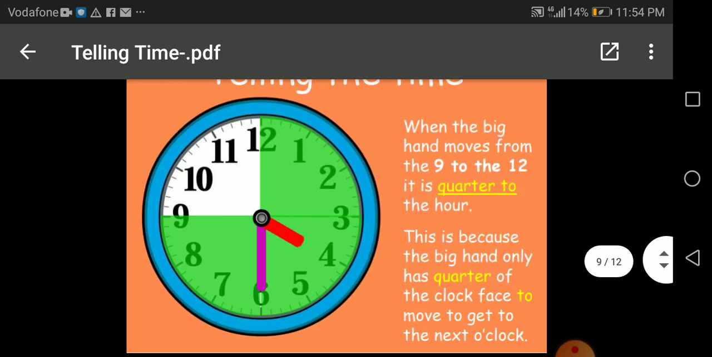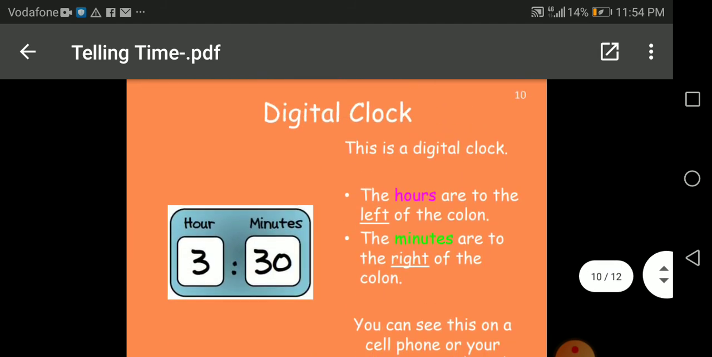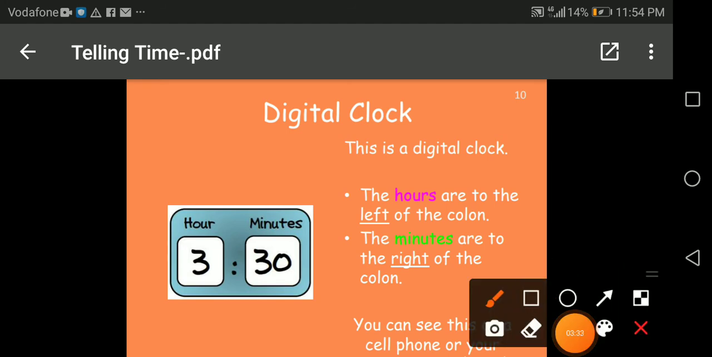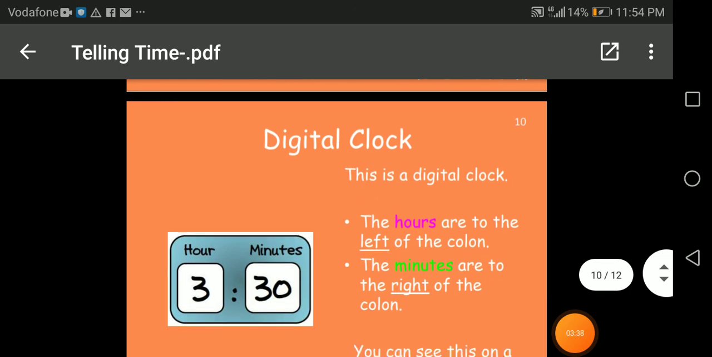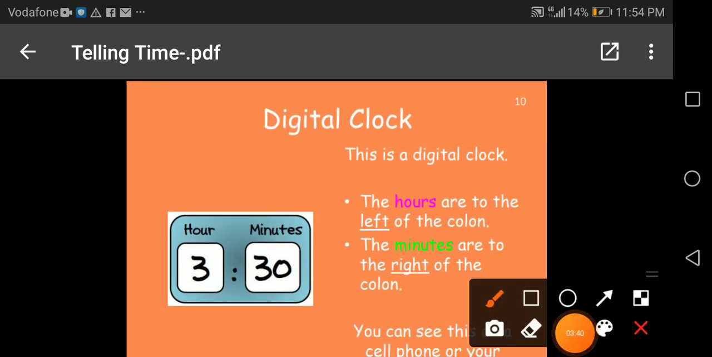Here you are. This is the digital clock I told you about. This is the digital clock. My dear students, the digital clock has just numbers without any short hand or long hand. The hours are to the left, and you have the minutes, 3 and 30 minutes. Okay, 3:30.